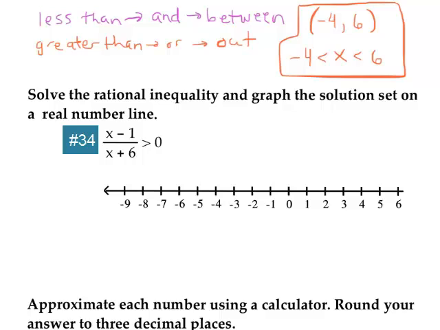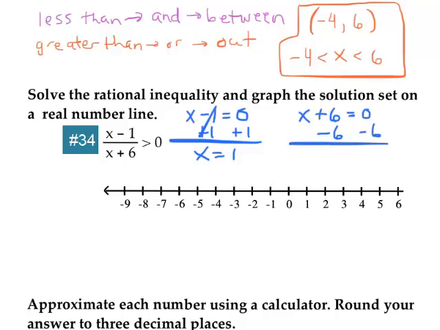This next one looks a little different, but we're going to do the same kind of process. So x minus 1 equals 0 means we add 1 to both sides. We get x equals 1. x plus 6 equals 0. We subtract 6 from both sides and get x equals negative 6. So those are the two important places on our number line. And then, because this is a greater than symbol, up here we said that means it's an "or," it means to shade out.